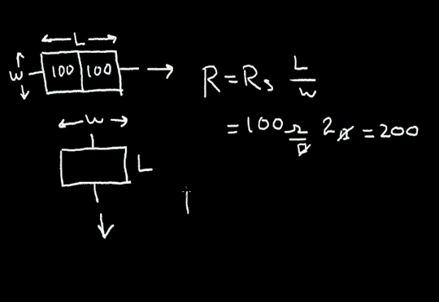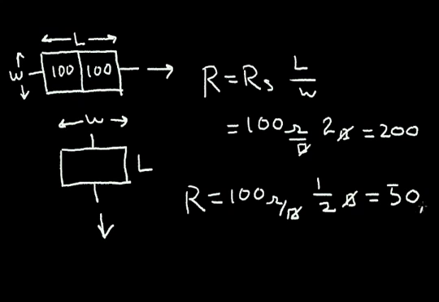So again, I can say that the resistor is a sheet resistance, which is 100 ohms per square, times the length divided by the width, or the number of squares. The number of squares is 1/2 of a square. And again, the squares cancel, and I'm left with 50 ohms. So this is a 50 ohm resistor if the current flows in the short dimension.